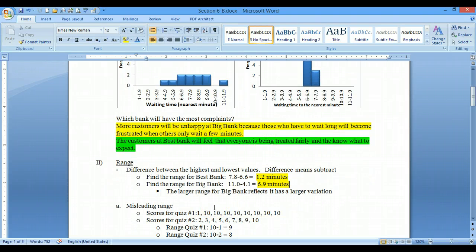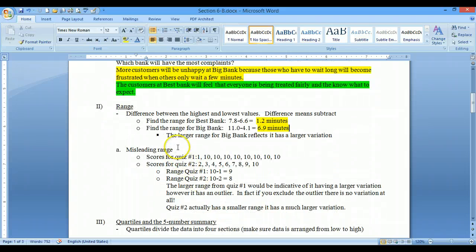There are different situations in which the range can be misleading. For instance, if I have the scores for quiz number 1 as 1, 10, 10, 10, 10, 10, 10, 10, 10, and I find the range for quiz number 1, the high is 10 minus the low is 1, gives us a range of 9.